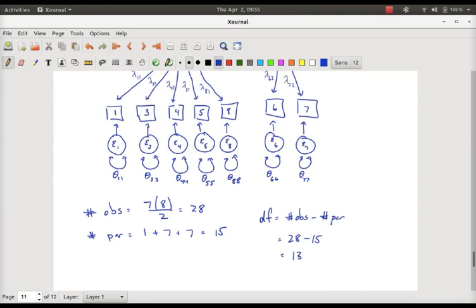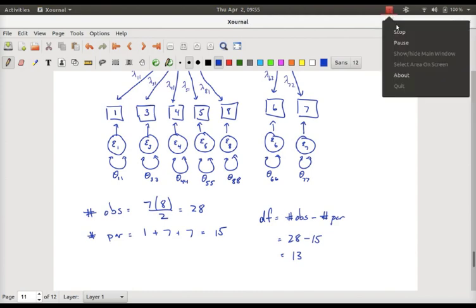So when we go to the JASP part here in just a couple of seconds, check when we do this and see if we actually do get 13 degrees of freedom. So I will see you when we open up JASP on the other computer.